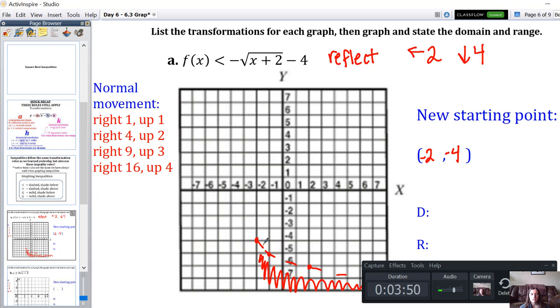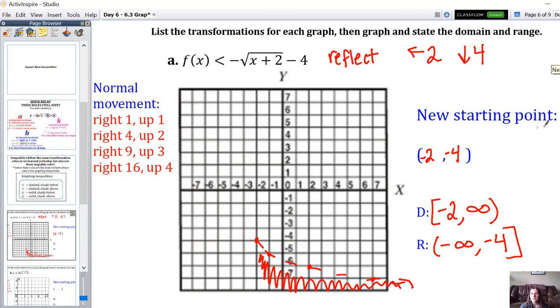For our domain, the farthest to the left that this graph gets is negative 2. And then it's going to the right forever. The lowest that this graph gets is negative infinity because our arrow is pointing downward. And then it comes all the way up to negative 4. Let's look at another one.